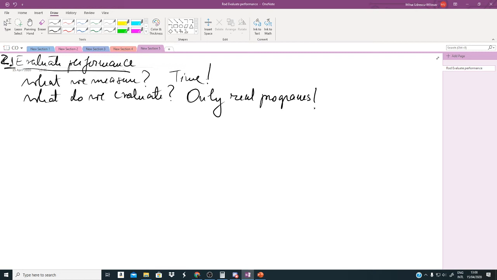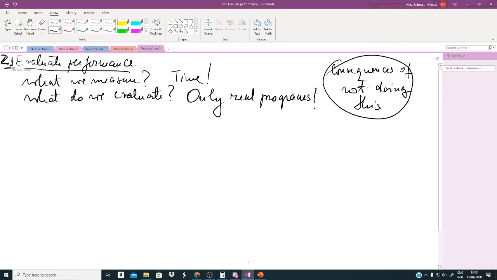But sometimes using this type of wrong measurements, and measuring the wrong thing, led to mistakes in computer design. So the consequences of not doing this, as I said, wrong claims.